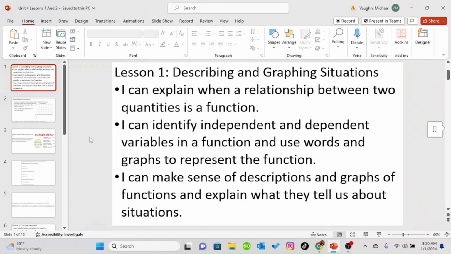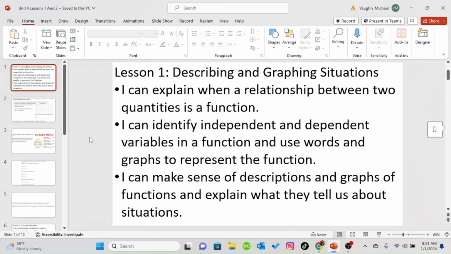Number 1, you should be able to explain when a relationship between two quantities is a function. And the short answer for that is that a relationship is a function when every input has only one unique output, or every x input has only one y output.